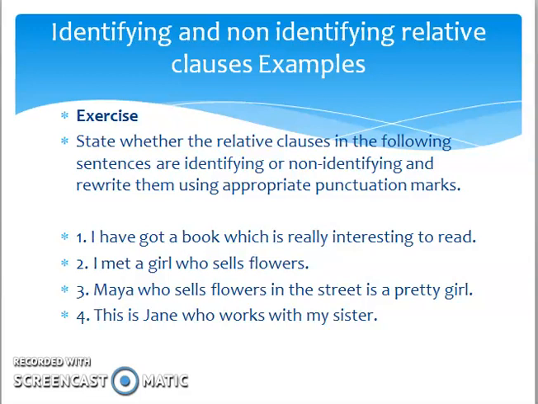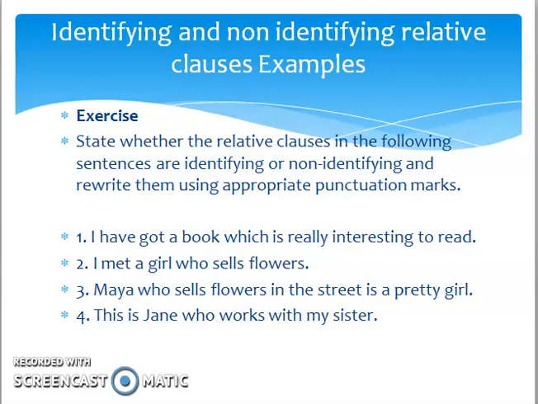Let's go with number 2. It says, I met a girl who sells flowers. So take some seconds, analyze it and let me know, please. All right. I consider this sentence as non-identifying, since we can say I met a girl. The extra information, who sells flowers, is not really necessary to be included. So I consider this a non-identifying sentence.